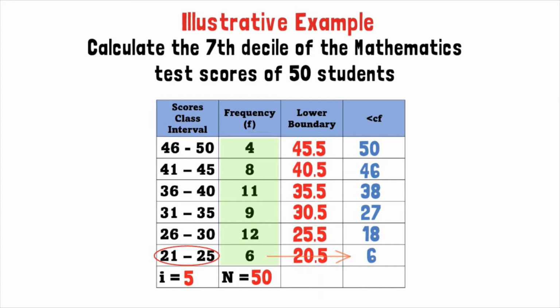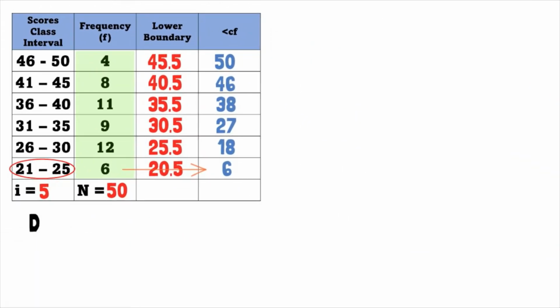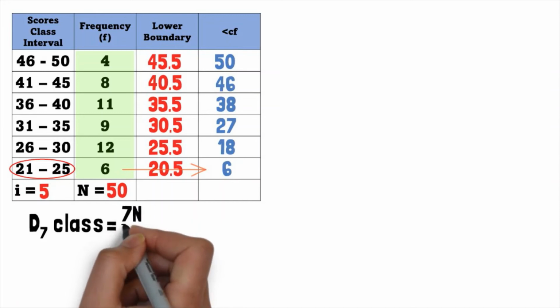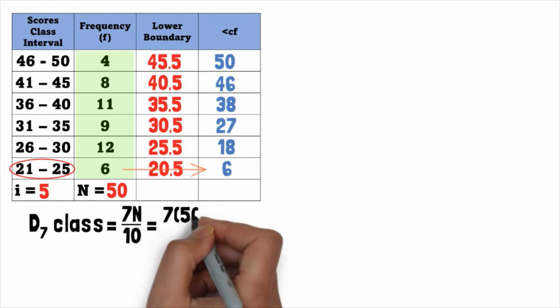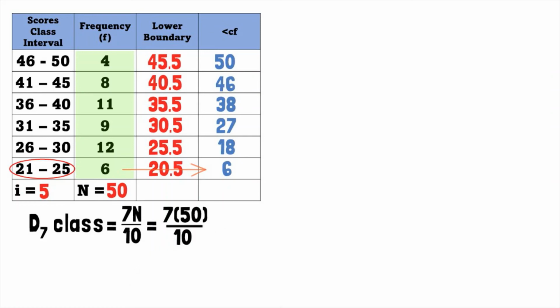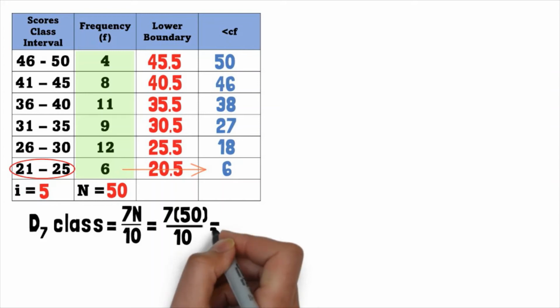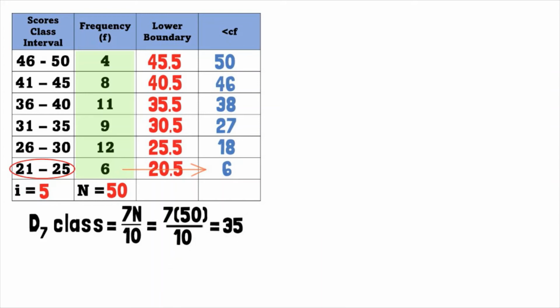The next step is to find the D sub k class. Since we are looking for the value of the 7th decile, we will use 7 times n divided by 10. The value of n is 50, so that means we have 7 times 50 divided by 10. 7 times 50 is equal to 350, divided by 10 is equal to 35.